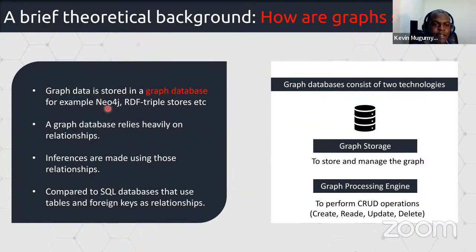Examples of these: there's Neo4j, which is the biggest, I would say the leader in storing this type of data. And of course, there are also some other triple stores. They're called triple stores, but they also handle this type of data. So a graph database, of course, relies a lot on relationships, as I think I've described. And the relationships are used to make inferences about that data.